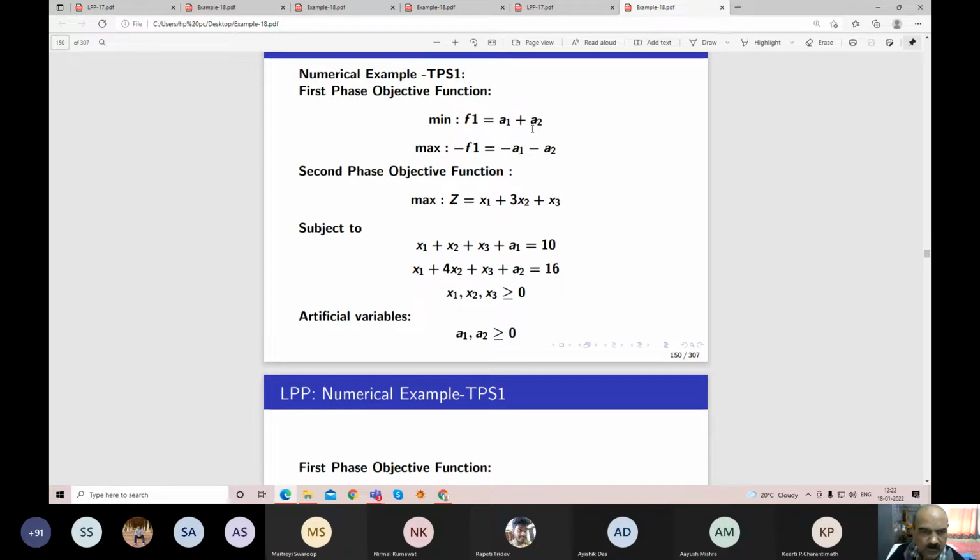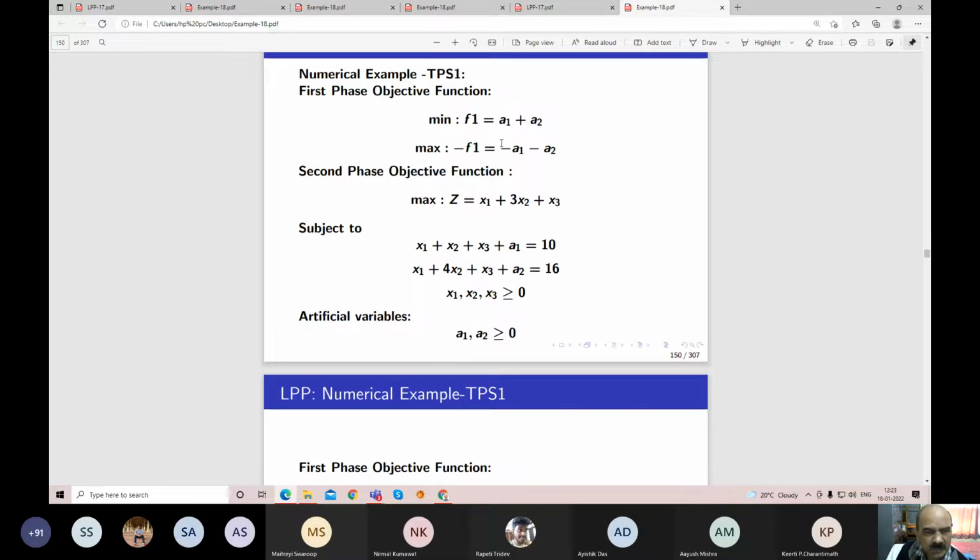So here our new objective function is minimize f1, which is nothing but a1 plus a2. That is equivalent to maximize minus f1, which is equal to minus a1 minus a2. So equivalently you can write maximize minus f1, that is minus a1 minus a2. This is our first phase objective function.